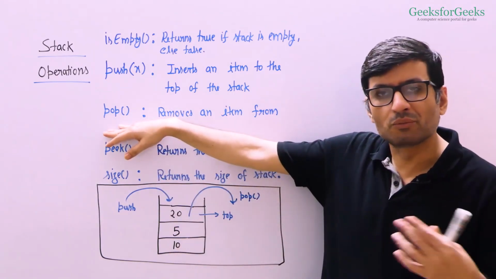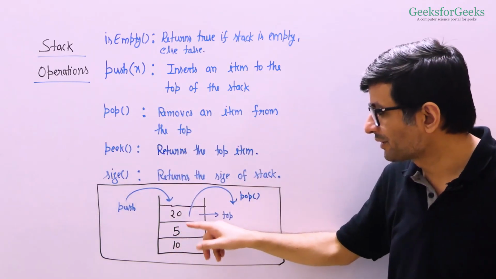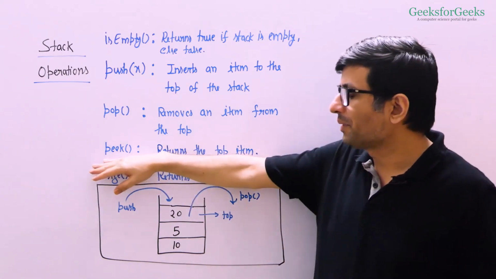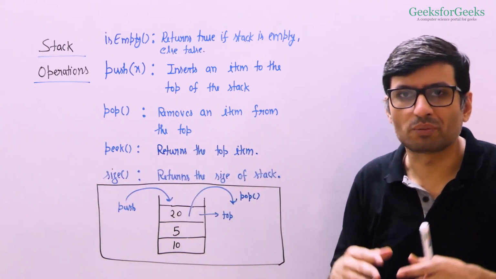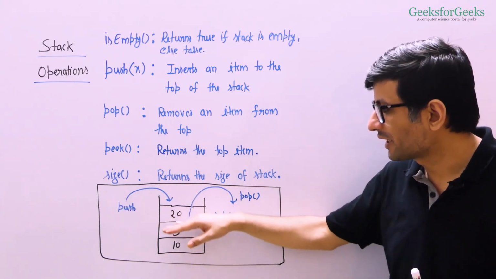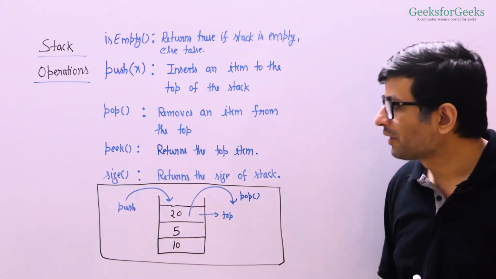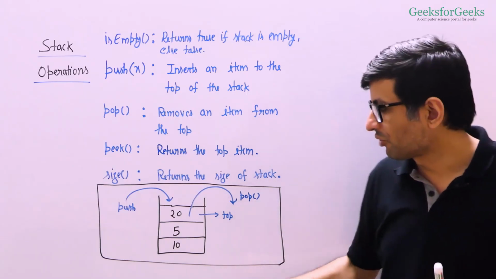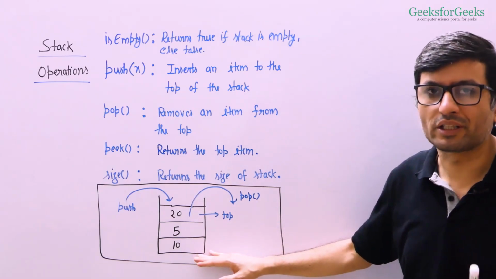Pop function removes the top item. If you call pop on this stack, 20 is going to be taken out of the stack. Peek function simply gives you the top of the stack. If you call peek on this stack, you are going to get 20 as output. Size function tells you how many items are there in the stack. So if you call size on this stack, you are going to get the output as 3.